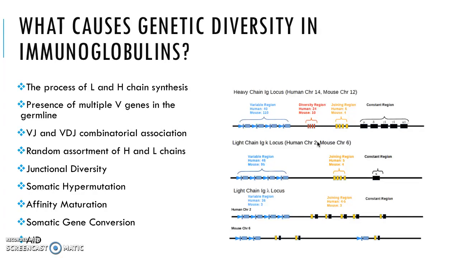Affinity maturation also plays a role in diversity. B cells respond to antigen in the germinal center of the lymphoid tissues, which leads to somatic hypermutation, which in turn causes an increased binding affinity of the antibody for the antigen.